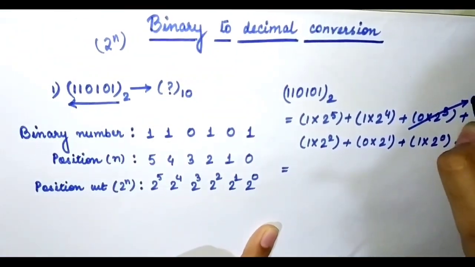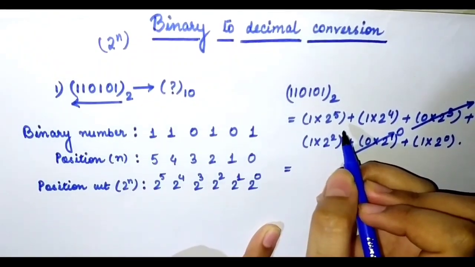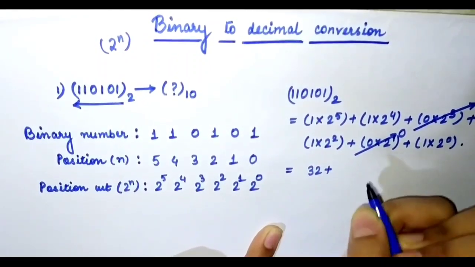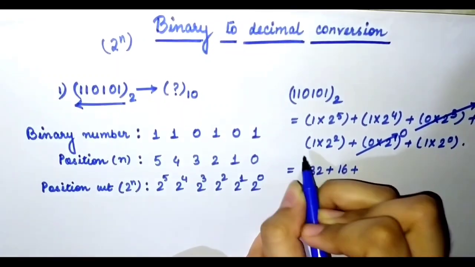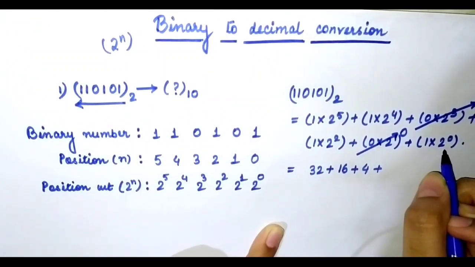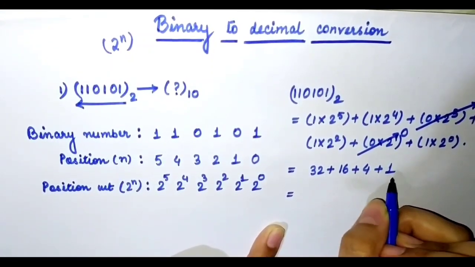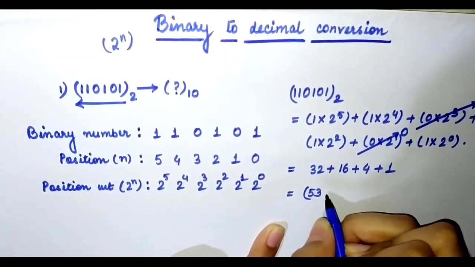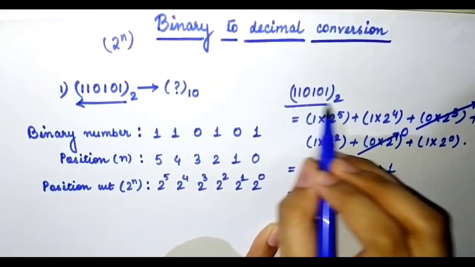Now, this would be 0 and this would be 0. 2 to the power 5 is equal to 32. 2 to the power 4 is equal to 16. 2 to the power 2 is equal to 4. And 2 to the power 0 is equal to 1. 16 plus 4, 20. 1, 21. 21 plus 32 is 53. So this 53 is the decimal equivalent of this binary number.